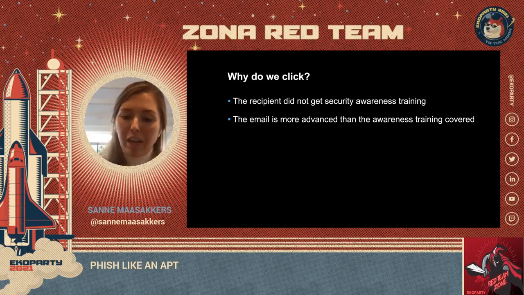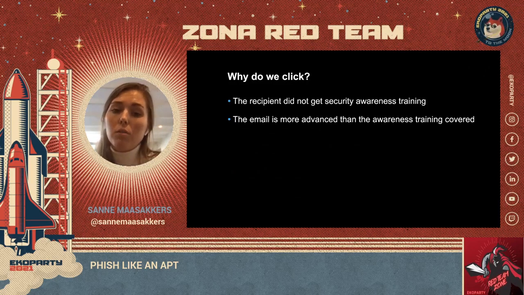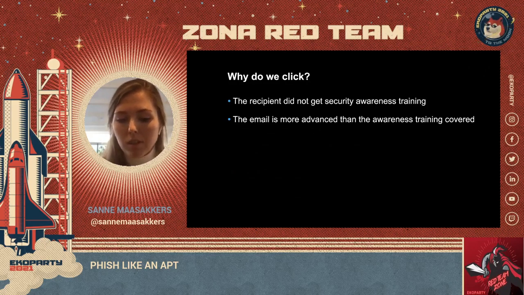So if you got an email, which is really realistic, and you got in your awareness training that you have to check if the sender address contains a typo, for example, and the email is sent from a spoofed email address, then the email is more advanced than your awareness training covered. I think this is the case in a lot of emulations, because what I see is that security awareness training is often really outdated.